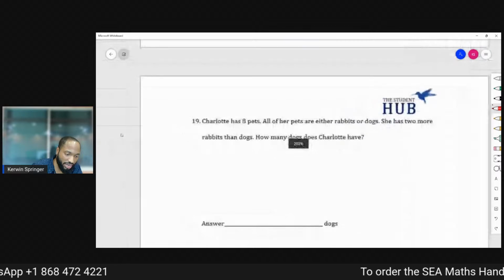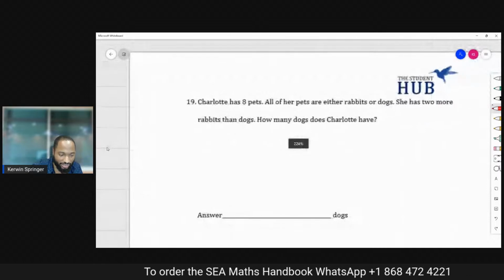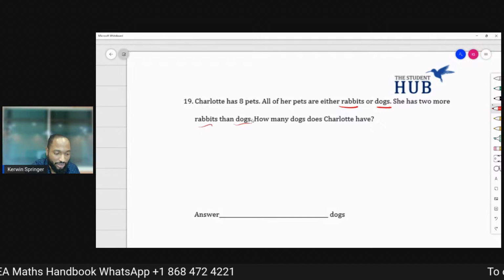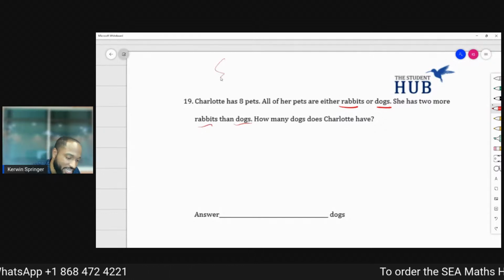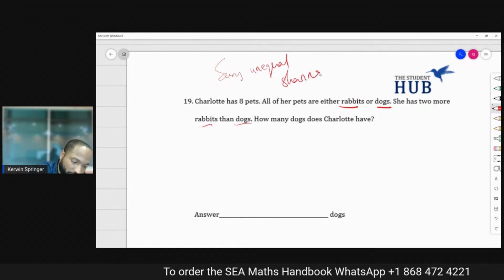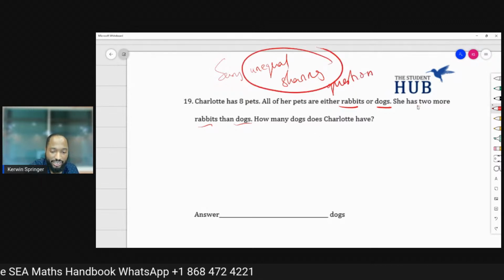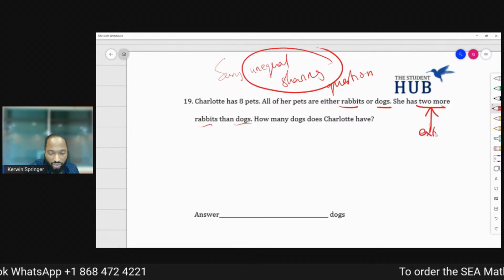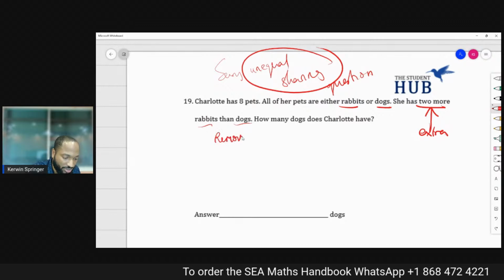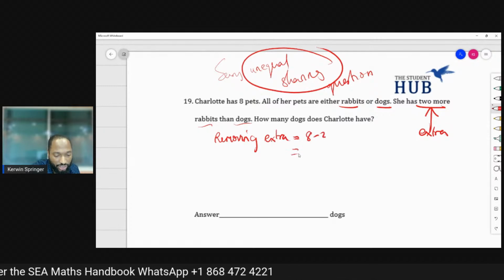So Charlotte has 8 pets. All of her pets are either rabbits or dogs. She has 2 more rabbits than dogs. How many dogs does Charlotte have? So this is an easy unequal sharing question, and we did a whole exercise on this last week. There are 2 more, this is our extra, so let's remove that. We will have 8 minus 2 is 6.